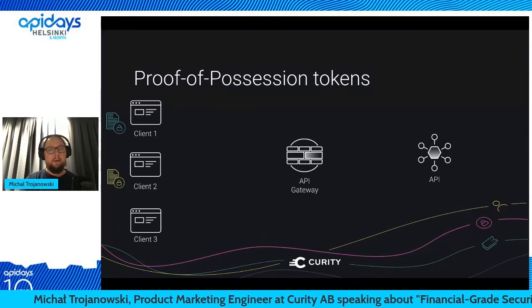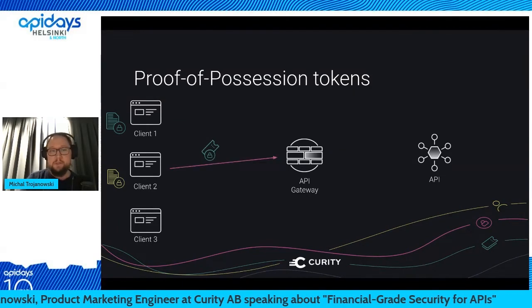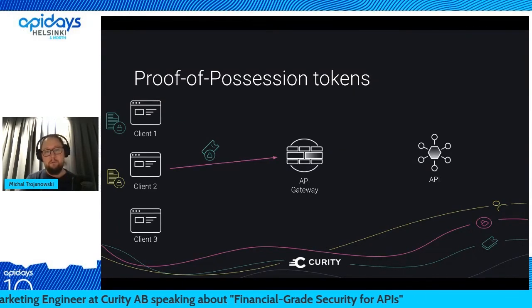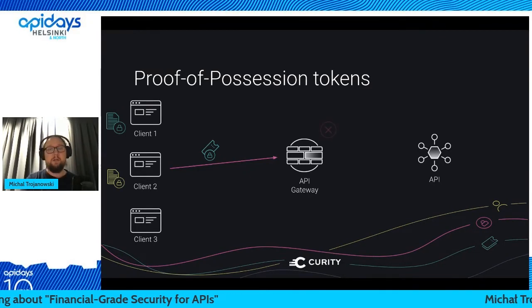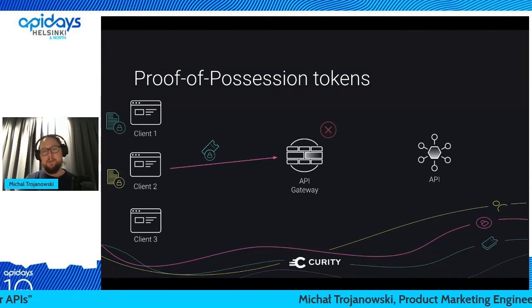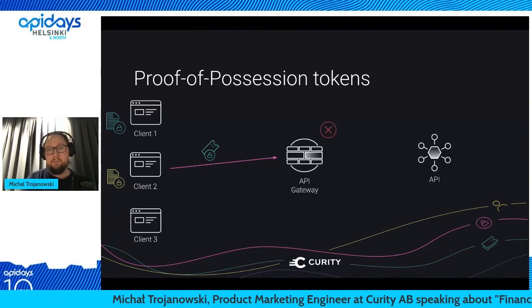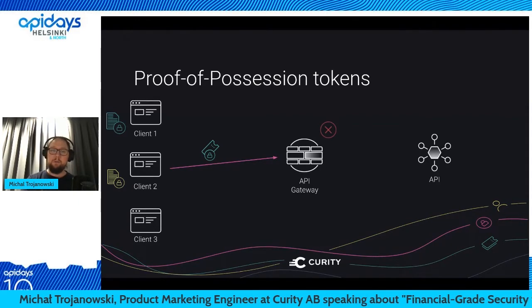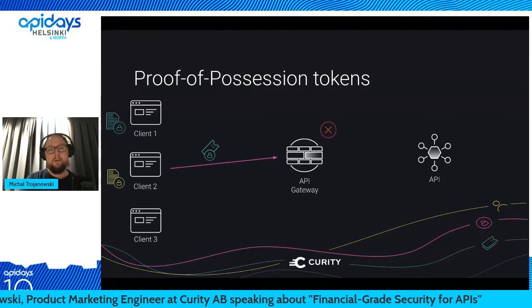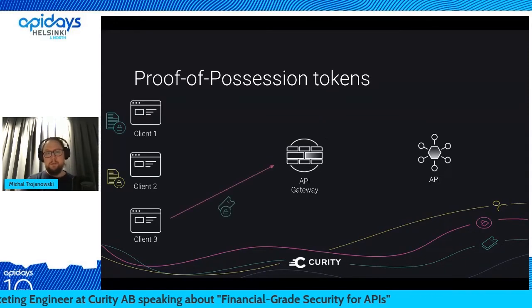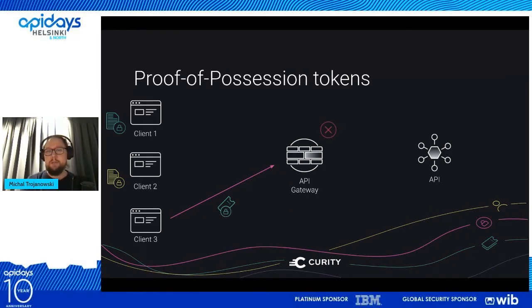and only then it's sent to the API. If another client would get hold of that same access token and send it with a different set of credentials, a different proof of possession, maybe a different certificate or something like that, then the API gateway would reject that token, even though it's a valid access token, right? The signature is okay, the expiration time is okay, but the token doesn't belong to that client. If a client would send it without any proof of possession, then obviously the API gateway would also reject such a token.